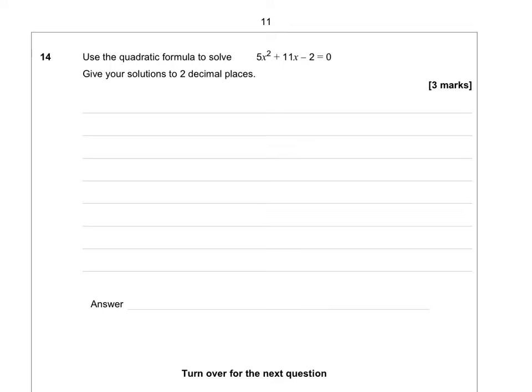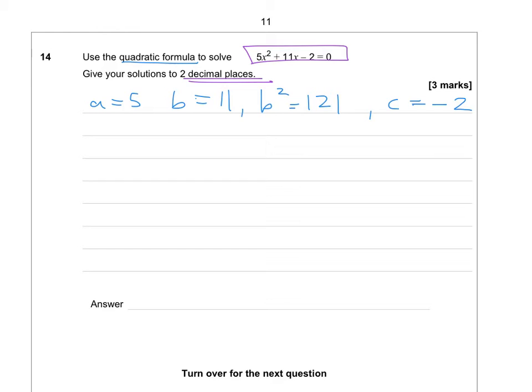Question 14. Use the quadratic formula to solve this quadratic equation. Give your solutions to two decimal places. So there's a clear hint here in the question. It's very obvious. We have to use the quadratic formula. We can't try and factorise this. There is no point. So we state our value of a, which is 5, our value of b, which is 11, our value of b squared, which is 121, and our value of c, which is -2.